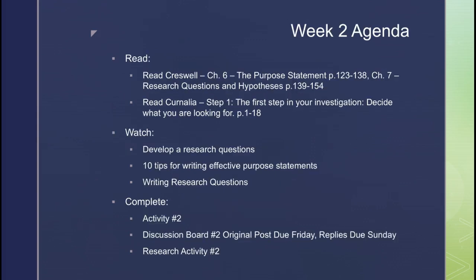To recap, we're reading chapters 6 and 7 in the Creswell text, as well as Cornelia's text, the step 1, and the CSI text. You're watching some videos on how to write effective purpose statements and research questions, as well as completing activity number 2, discussion board number 2, which is due on Friday and Sunday, and research activity number 2. There's a lot of information involved in the course this week. This week is very foundational in setting up the rest of the course and how you'll proceed with the rest of the research activities and critical assignment and such.